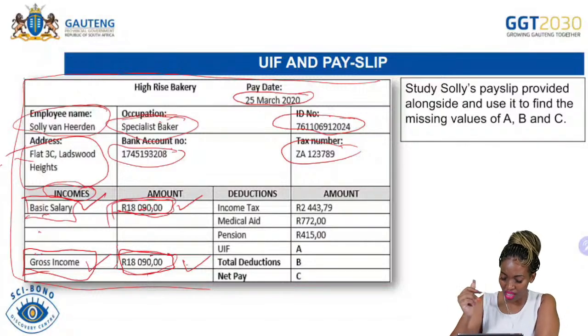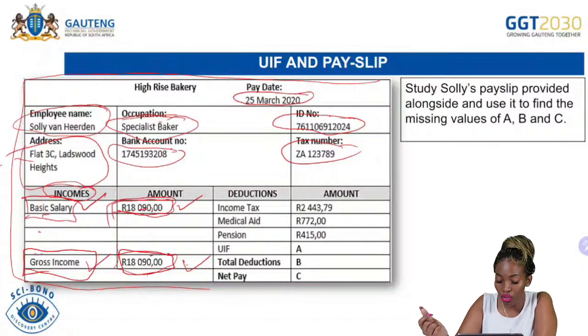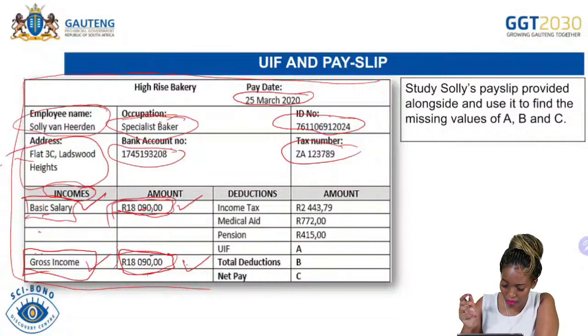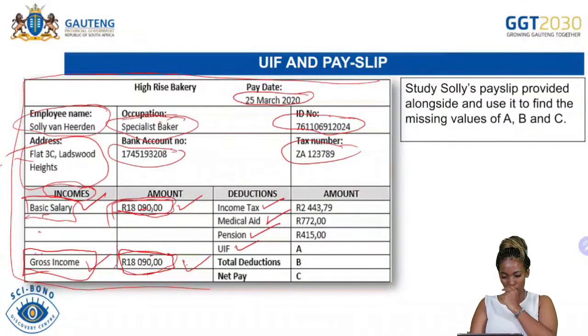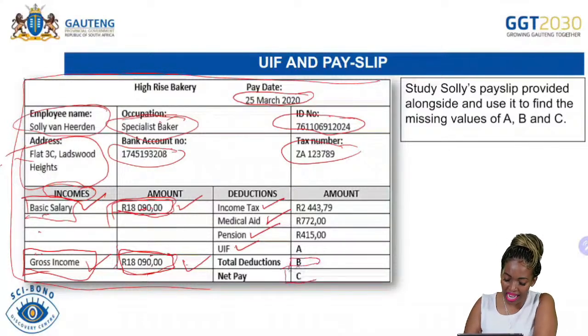And then the deductions. What are the deductions again? It is all the monies that are taken out from your salary or from your income. So the following deductions are taking place in Solly's payslip. There is income tax. He is a member of medical aid. He contributes towards his pension. He contributes towards UIF. And then there is a total deductions. After total deductions, there is the net pay.